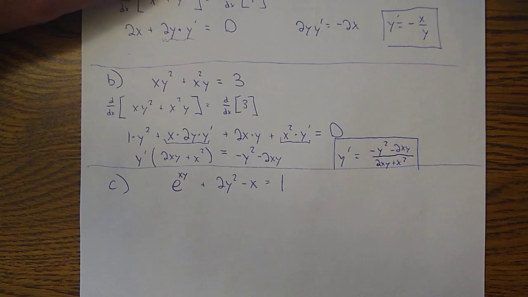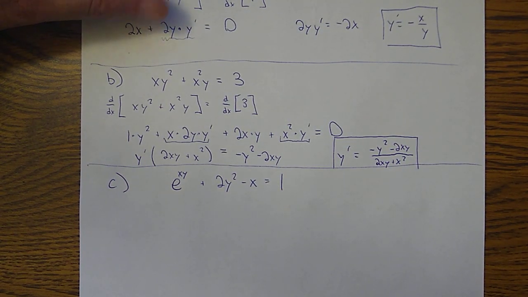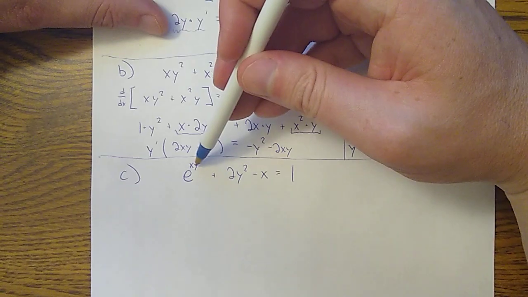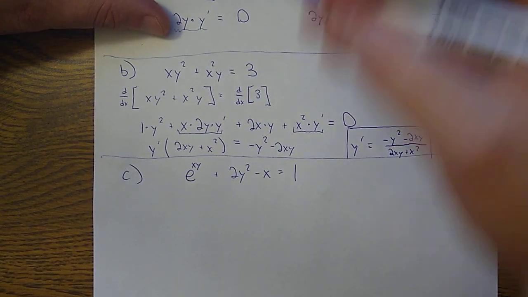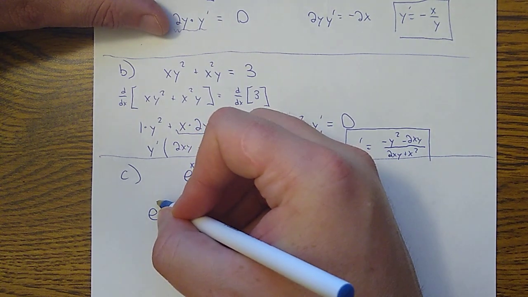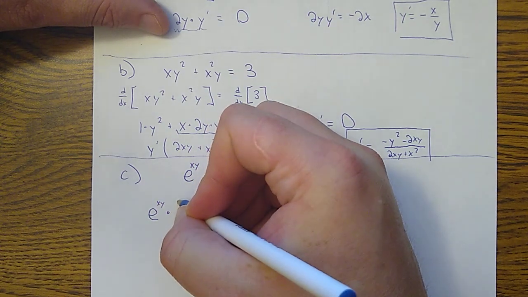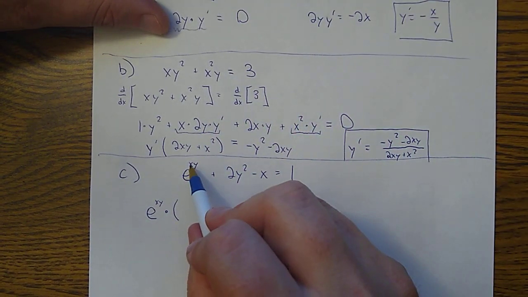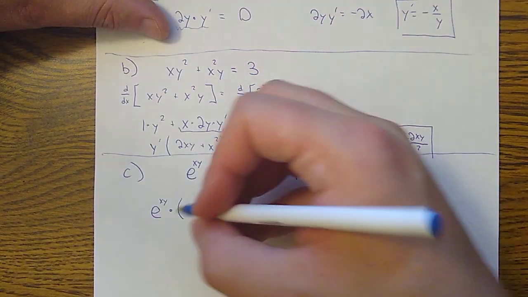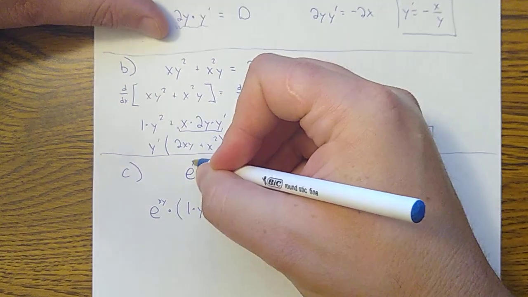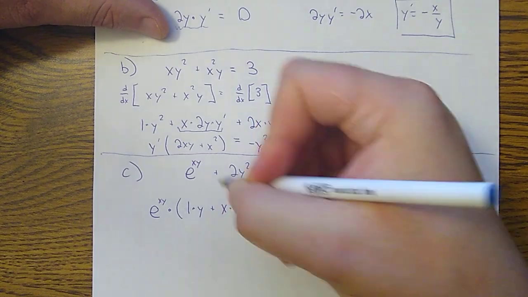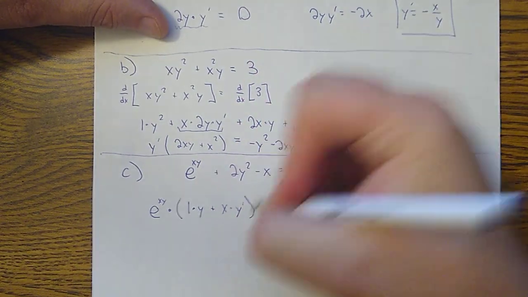Okay, let's do another one. For this, doing the derivative of e to the xy, I have a chain rule. First, the derivative of e to the whatever is just e to the whatever. But for the chain rule, I would multiply that by the derivative of the inside. So what's the derivative of xy? Well, now I have a little product rule. The derivative of x is 1 times y, plus x times the derivative of y, which is y prime.